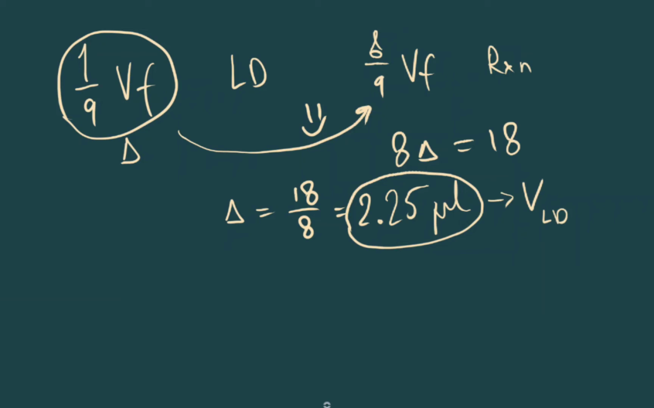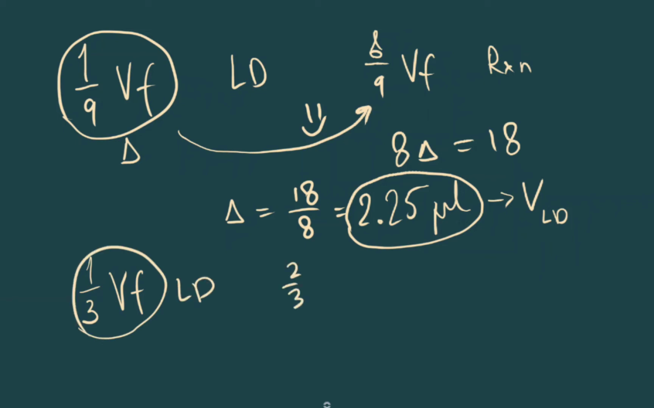So good. So the next one was to find the same for the 3x loading dye, and it will be the same. So 1/3 of the final volume will be for LD, and 2/3 of the same final volume will be for our reaction. And we can express it from here. So let's write it again. So 1/3 of final volume is LD, and 2/3 is our reaction.